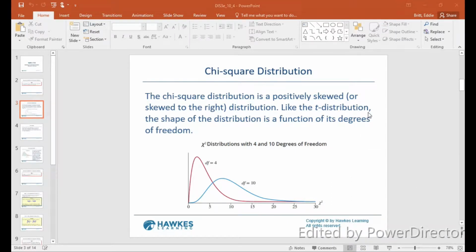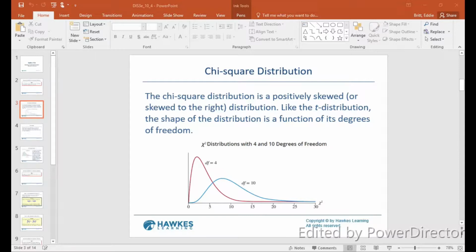So with chi-square distribution, it's not a normal distribution. Like the t-distribution, the shape of the distribution is a function of its degrees of freedom. The higher the degrees of freedom, the closer the graph will approach normality, meaning it will look like a normal distribution if the sample size is large enough. Just like with t-distribution, it'll approach being normal if the sample size is large enough.